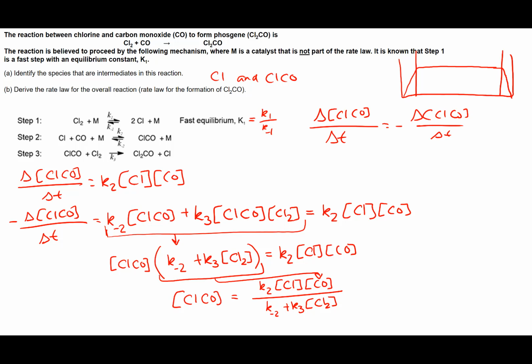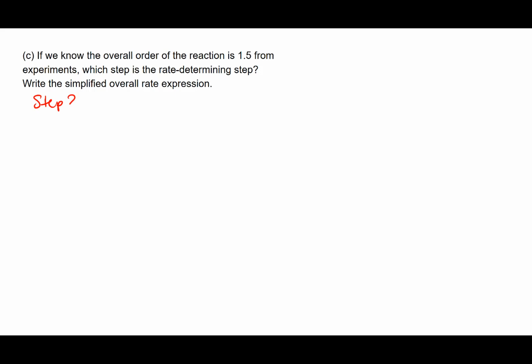So if we take a moment and look at step 2, step 2 in this case had as its reaction rate, for the forward one, k2 times Cl times CO. And if we take the thing that we derived from step 1 and plug that into here, what we get is k2 times big K1 to the power of 1/2 times the concentration of Cl2 to the power of 1/2 times the concentration of CO.